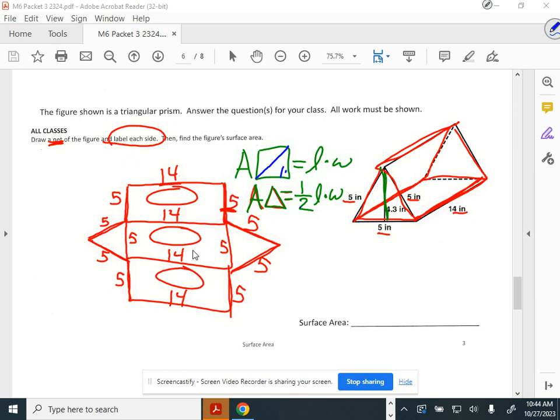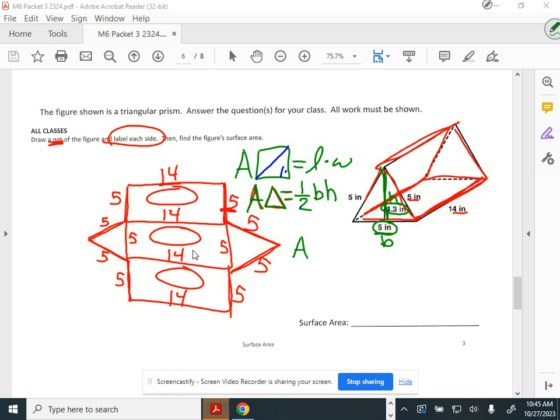So instead of calling it length times width, we call it base times height. So we need to find our base and multiply it by the height. So the base is the bottom of the triangle. The height is from the bottom up to the tip. That is our height.